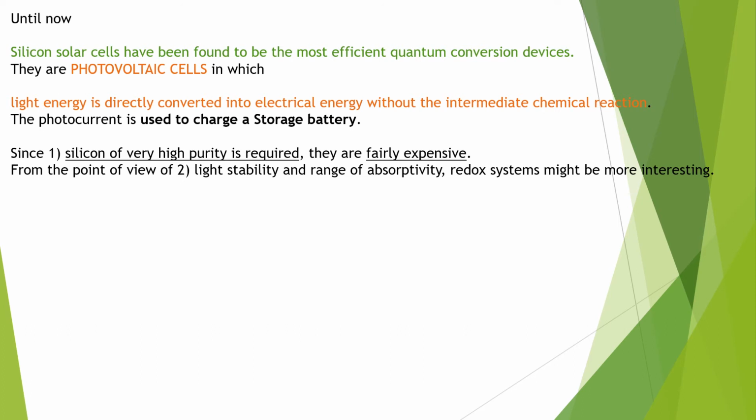Now, there are some disadvantages of silicon solar cells, because silicon of very high purity is required and they are fairly expensive. Another one is light stability and range of absorptivity. Redox systems are more useful because they are stable towards light, they have a high range of absorptivity, and because of this they are more interesting.